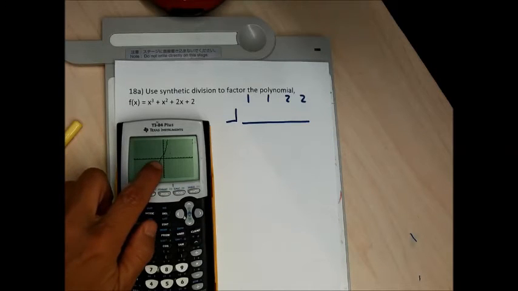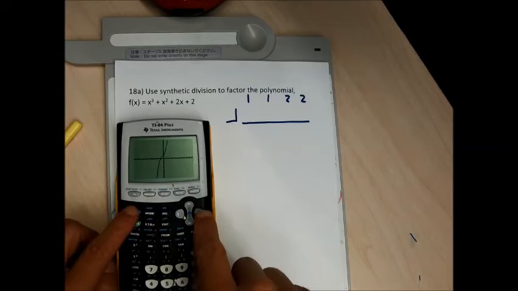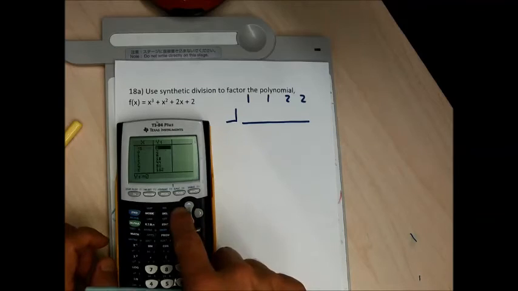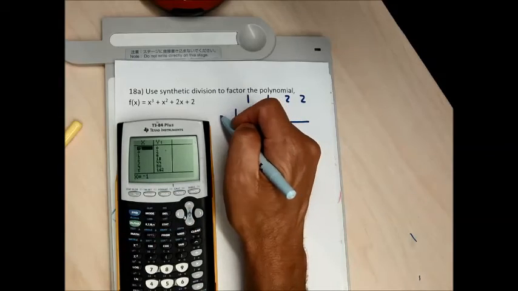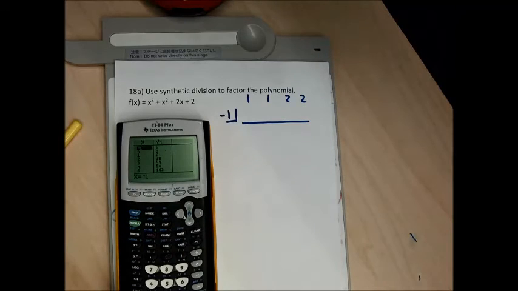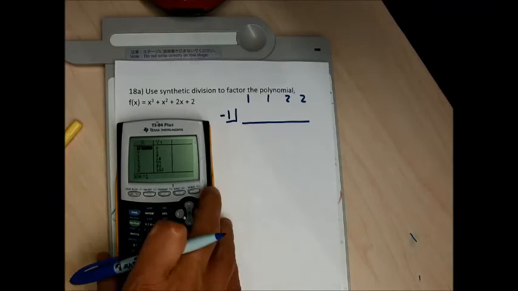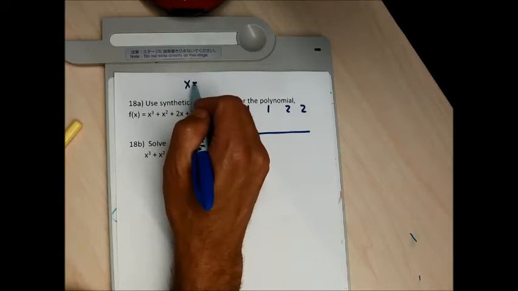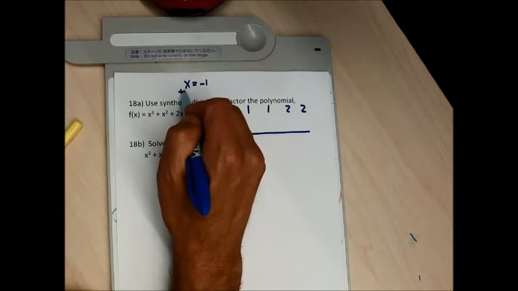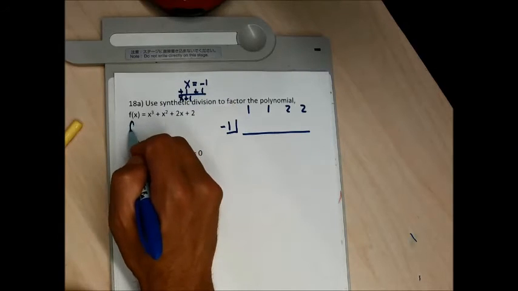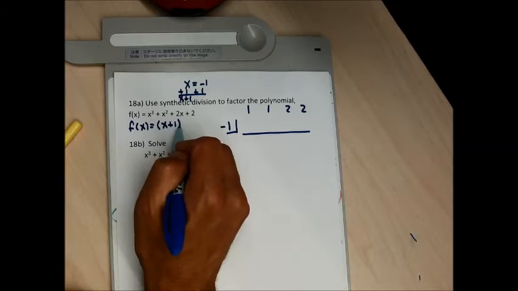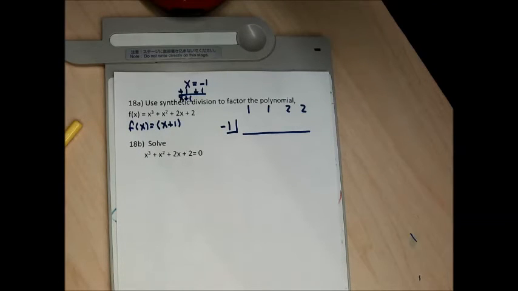Looks like there's an x-intercept at x equal to -1. Let me check on the table to make sure that's the case. X-intercepts have zeros in the y-coordinates. So there's an x-intercept at x equal to -1, and I'm going to use that for my synthetic division, and I'm going to use that in my factoring, because if you have an x-intercept of x equal to -1, then you're going to have a factor of x plus 1. So when I factor this to write my answer to part A, one of the factors is going to be x plus 1. The other factors I'm going to get when I finish up my synthetic division.